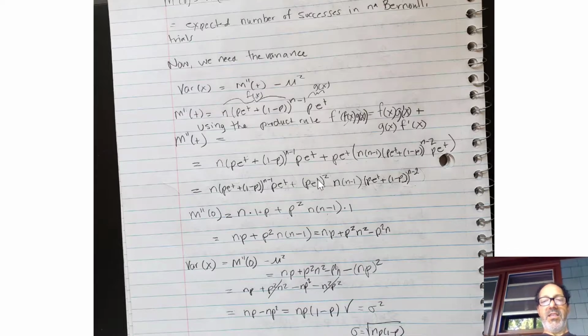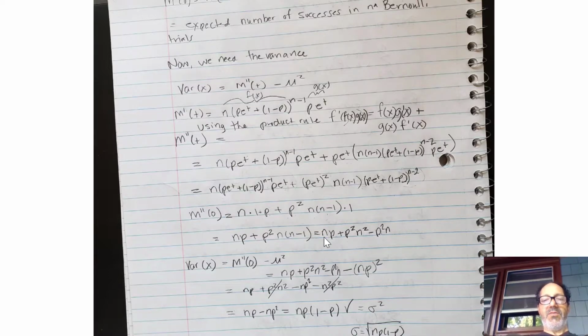Second part here, t is 0, so this e^t becomes 1, so you got p squared. You get n times n minus 1, that stays the same. pe^t becomes p because e^t becomes 1, so this is 1. Simplify this further, we get np plus p squared (n minus 1), so we get np plus p squared n times n is n squared, minus p squared n, because that's p squared n times 1, right?